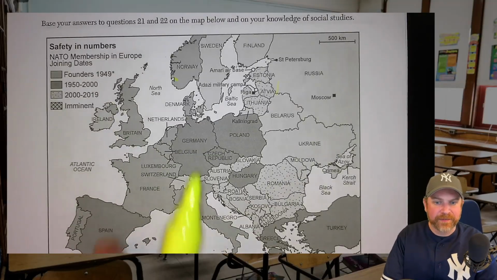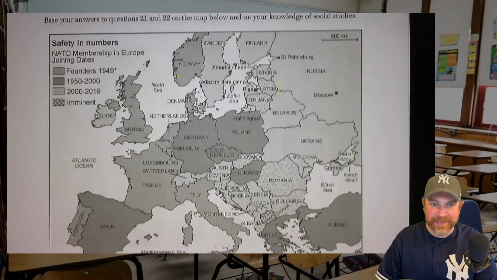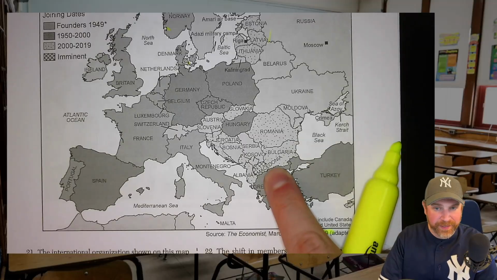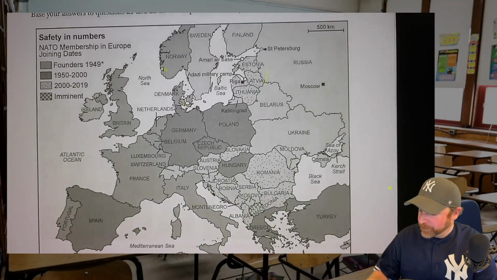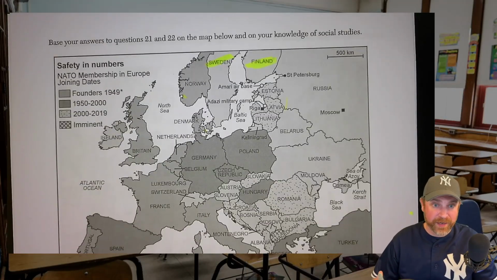And we even see that some countries are joining imminently, meaning by 2019, yet another country is considering joining. And on that map here, that's going to be Macedonia. And if you fast forward to 2023 and 24, even more countries have joined in. Finland and Sweden are also members of NATO at this point.